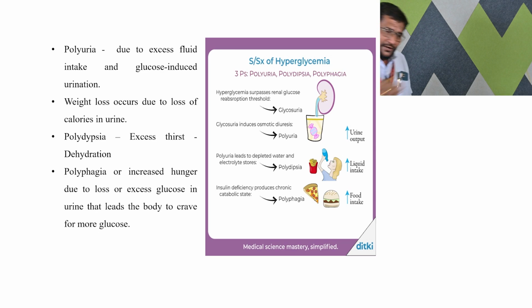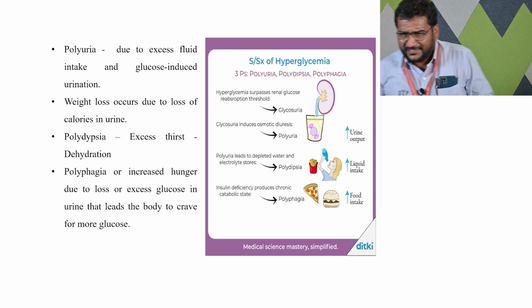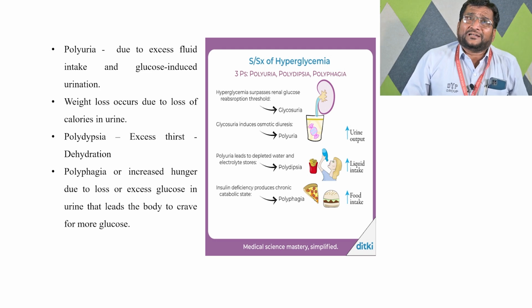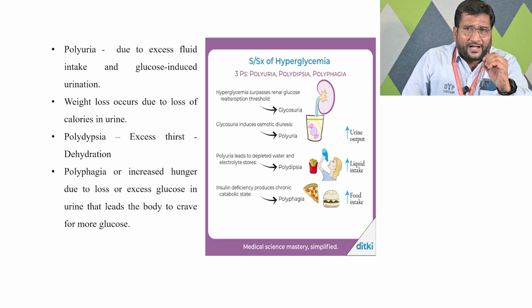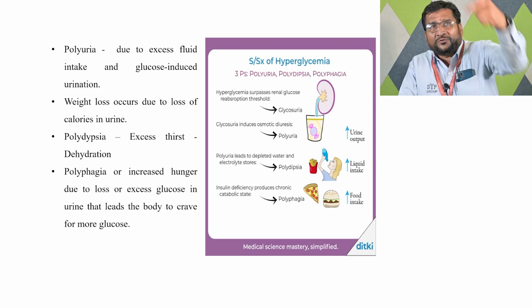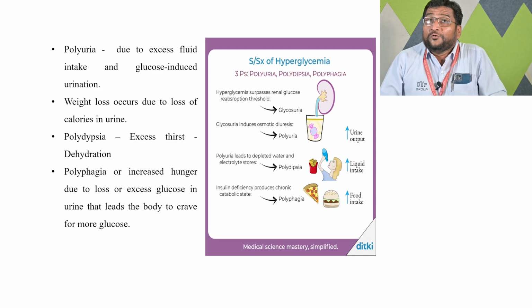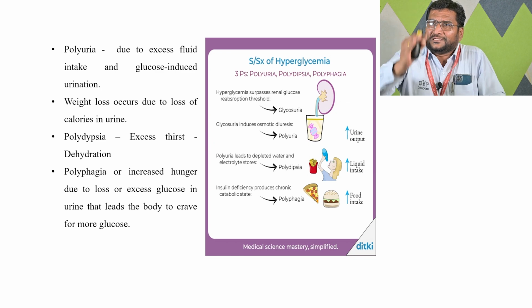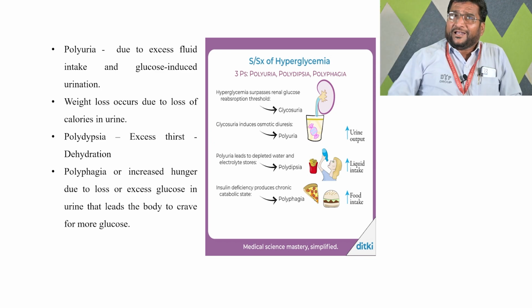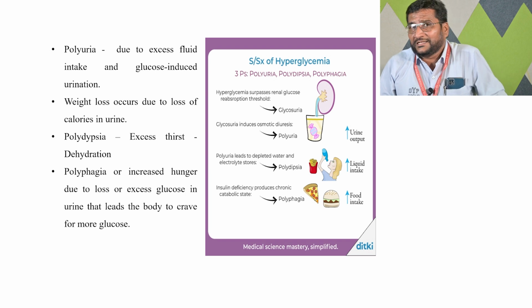So I would like to tell you what exactly these polys are. These are the striking features as far as diabetes mellitus is concerned. Polyuria is generally an excess formation and flow of urine, due to excess fluid intake and glucose-induced urination, because the amount of glucose increases in the blood. Weight loss occurs due to loss of calories in urine.